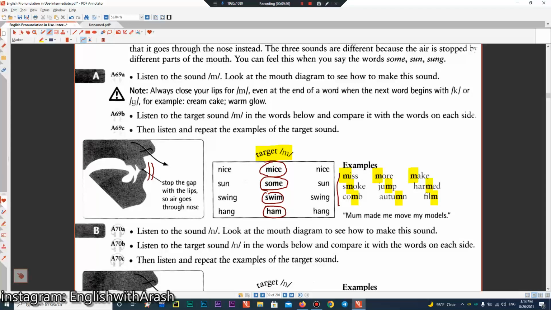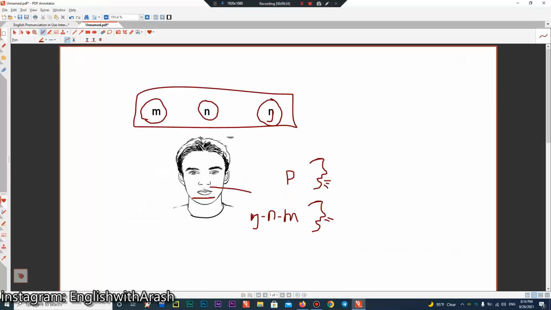Now let's go to the ne sound. As you remember, I told you all of these sounds, me, ne, all of them, they all come out of your nose. So the next time, for example, you see this word and you say, hey, I am walking, you say ge, that is not correct. If you say walking, it's not correct because ge is not coming out of your nose. Ge is coming out of your mouth, right?